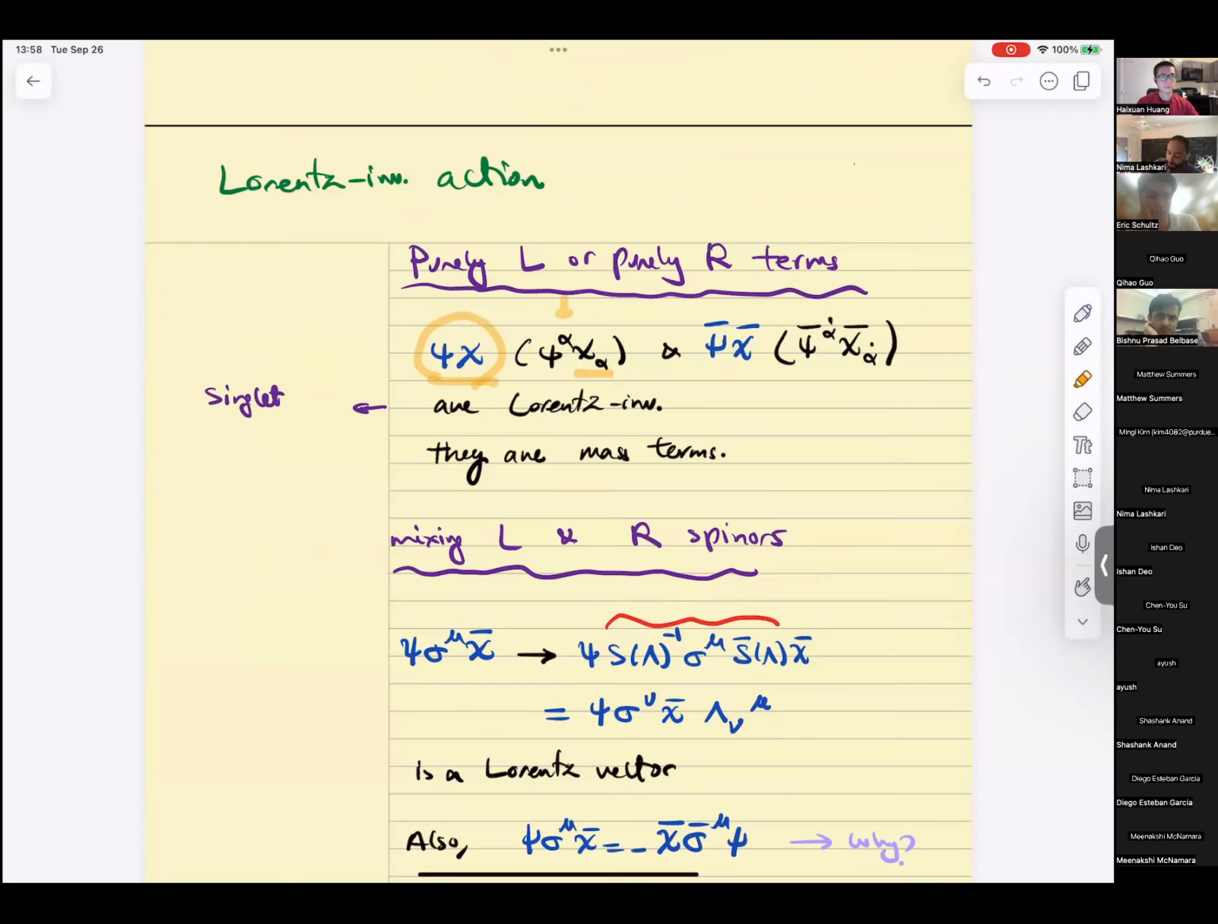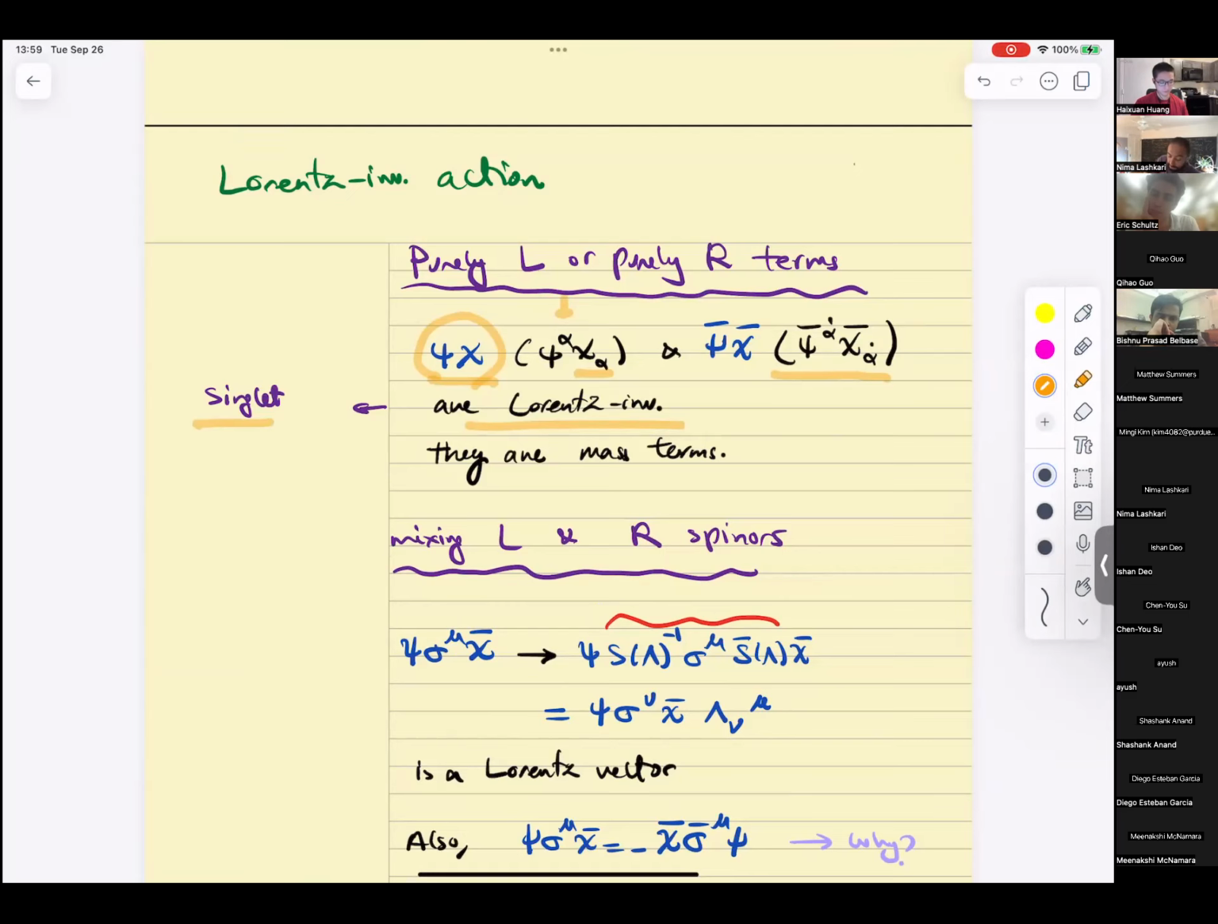This is not the same thing as psi alpha lower, chi alpha upper, because we commented on that because of the Grassmannian nature of these variables. And similarly, this is how we define the right-handed ones. These are singlets. These are Lorentz invariant quantities. So you could include them in your Lagrangian, because of the Lagrangian density for a local action, we call it the principle of locality. It should be an integral over something local, and the local thing better be a Lorentz singlet.